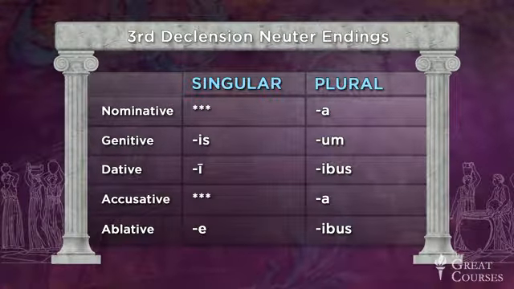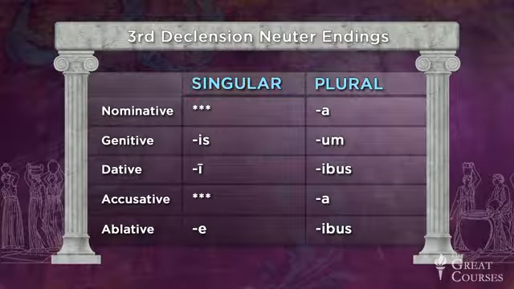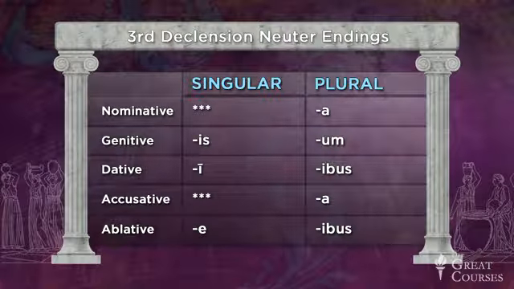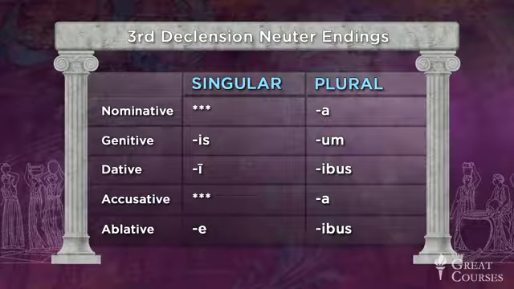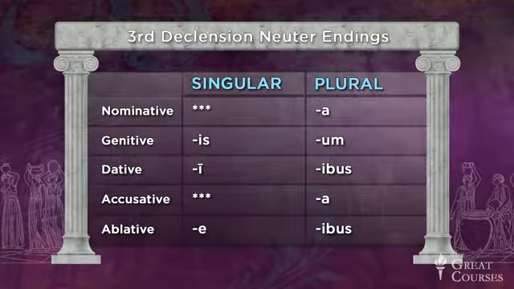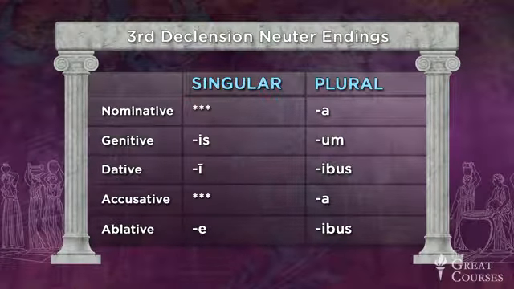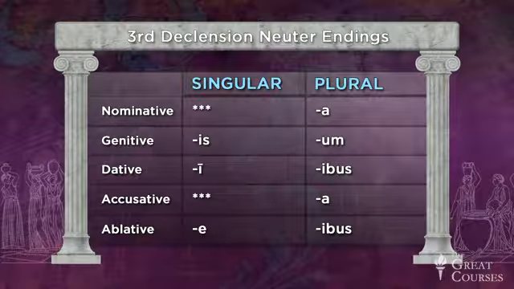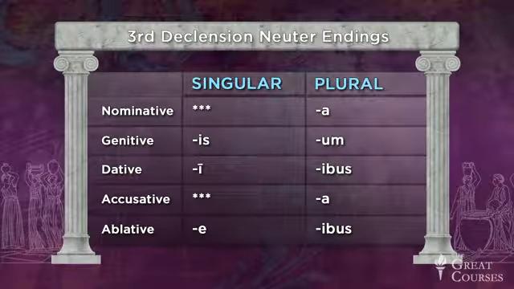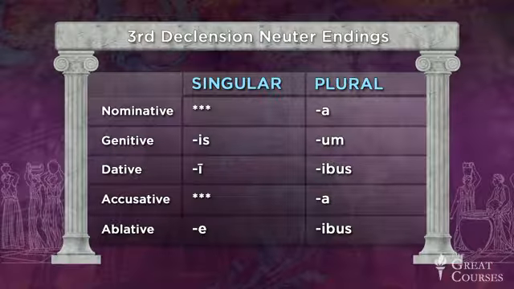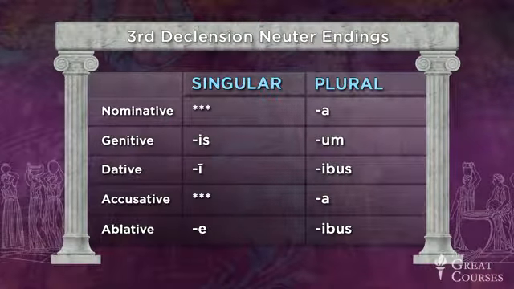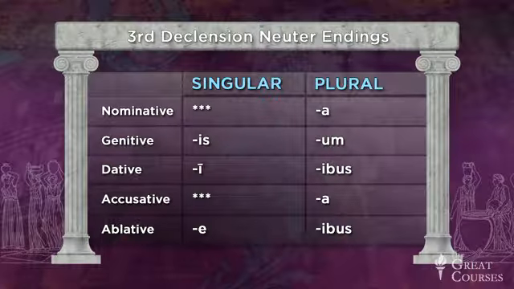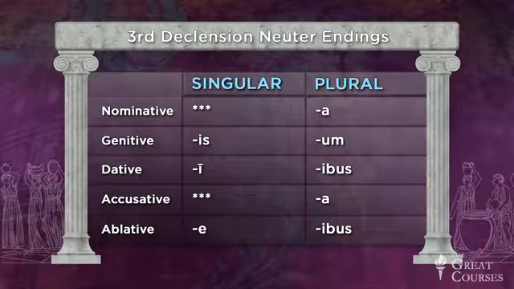Can we chant these endings together? We can try. On the count of 3, please try to say them with me. Unus, duo, tres. Blank, is, e, blank, e, ibus, a, ibus. And again, blank, is, e, blank, e, ibus, a, ibus.